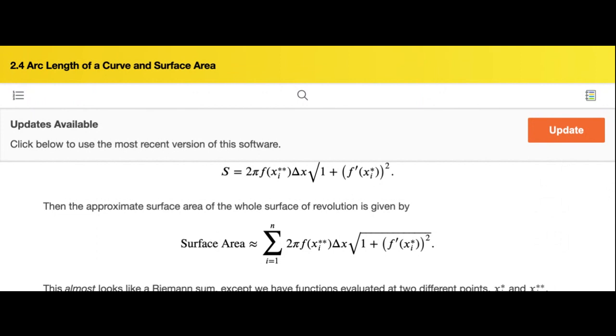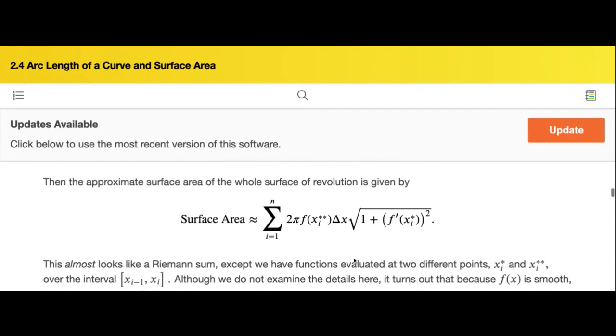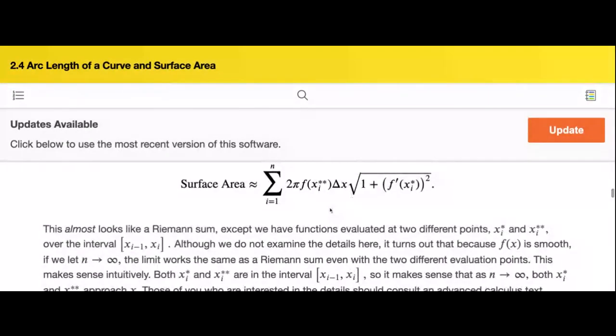We want to get the circumference of the circle, right? Which is 2 pi r. And when we rotate with the x-axis, the radius r is just the function value at the point x. So we have this 2 pi r. Then the rest of it, the delta x is another dimension, and the square root of 1 plus this we know is the arc length. So that's the formula for surface area of n pieces.